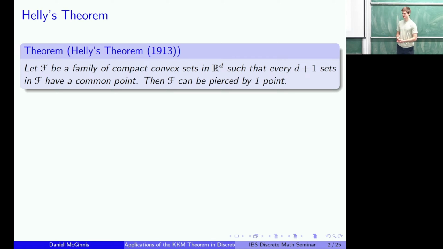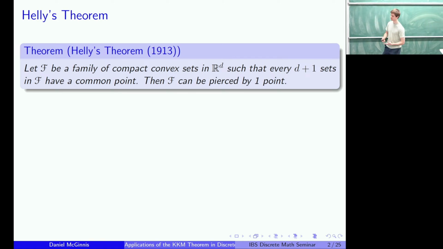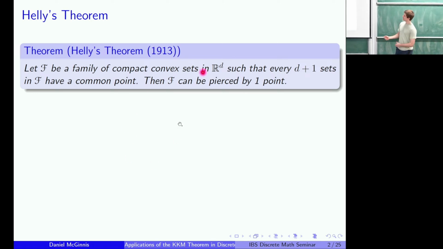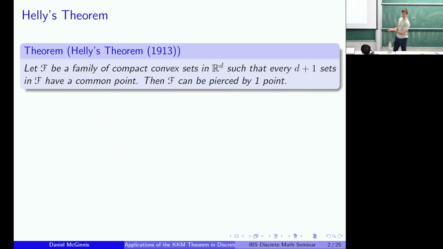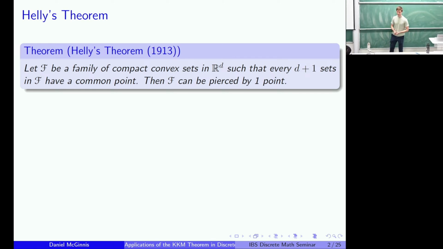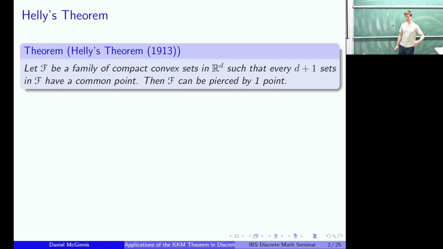By pierced by one point, I mean there's a point in the intersection of all the sets in F. So in other words, again, the sets in F have a non-empty intersection. The big theme in Helly's theorem is that we have a family of convex sets satisfying a local condition: every d+1 sets have a non-empty intersection. And Helly's theorem tells us that we can conclude a global condition, the intersection of all the sets in the family having a common point. So the big theme is: when does a local condition guarantee a global conclusion?